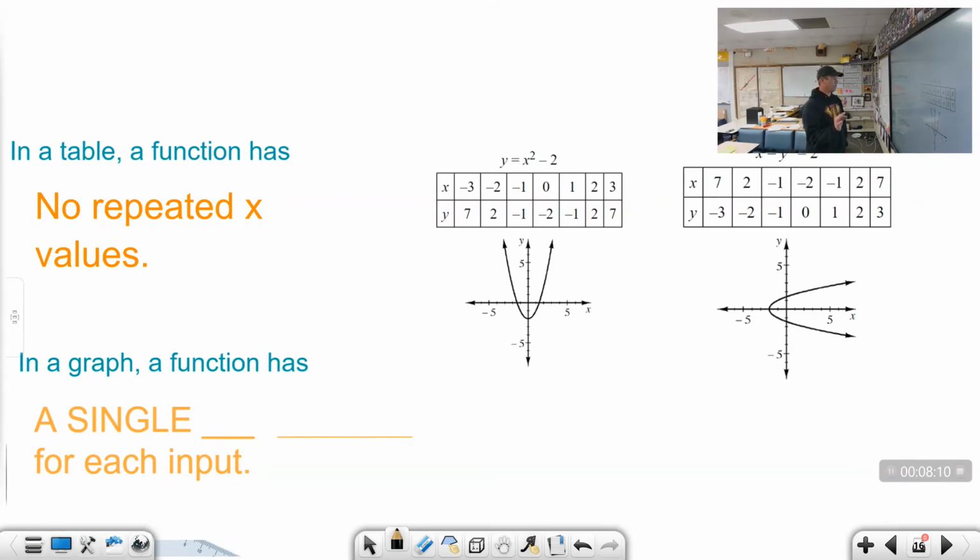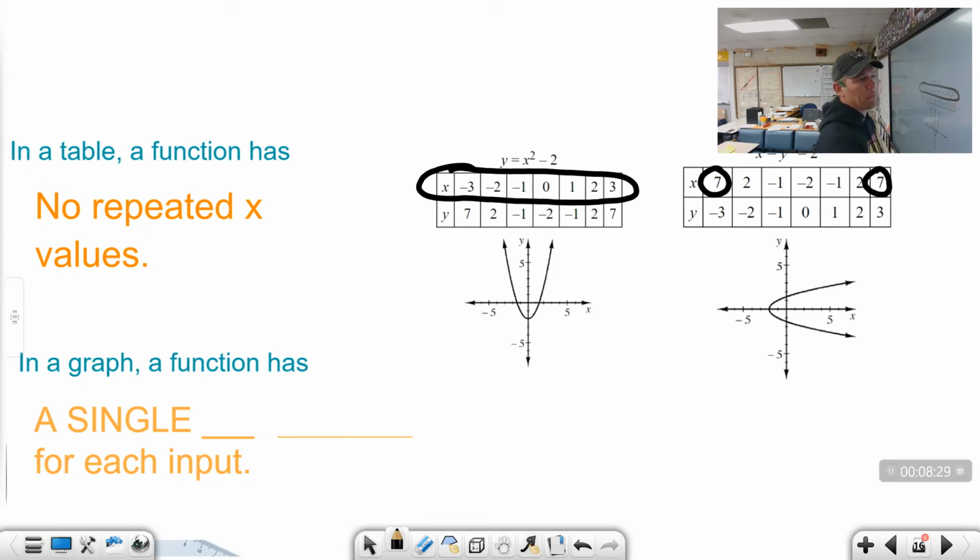In a table, a function has no repeating x values. I want you to notice, no repeating x values. That makes a function. Notice over here in this other one, I have 7 repeating itself. Okay, could you imagine going up to the Dr Pepper machine, and you press it, you get Dr Pepper, and you're like, yeah, I got Dr Pepper. And then it's like, oh, this one isn't quite right. I go over here and I push this Dr Pepper, and instead I get Mountain Dew. Now, I like Mountain Dew, but if I wanted Dr Pepper, I would want Dr Pepper.